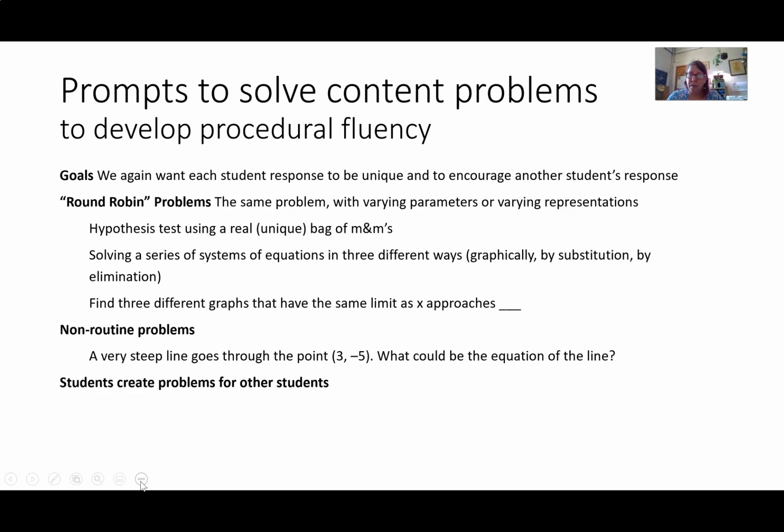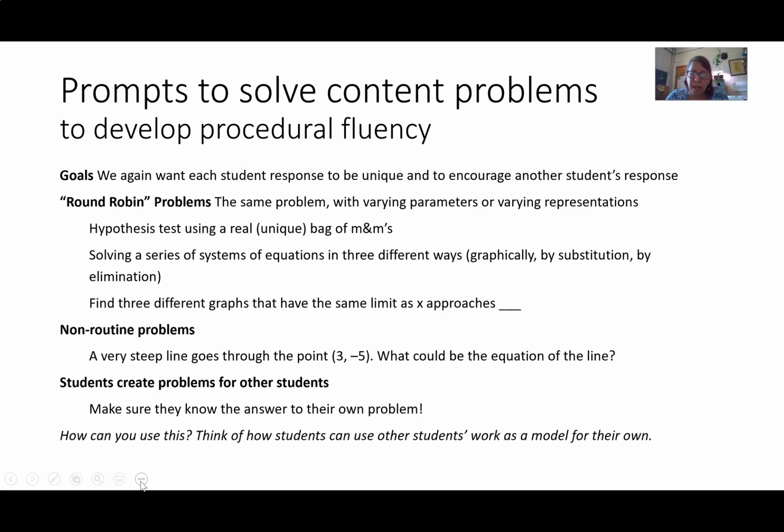And so you can also have students create problems for other students to solve. They should make sure they know the answer to their own problem, and they might need a little coaching on how to create a problem. So think of how you can give a prompt that asks students to use other students' work as a model for their own, so that they're getting procedural fluency, but they're also helping each other out.